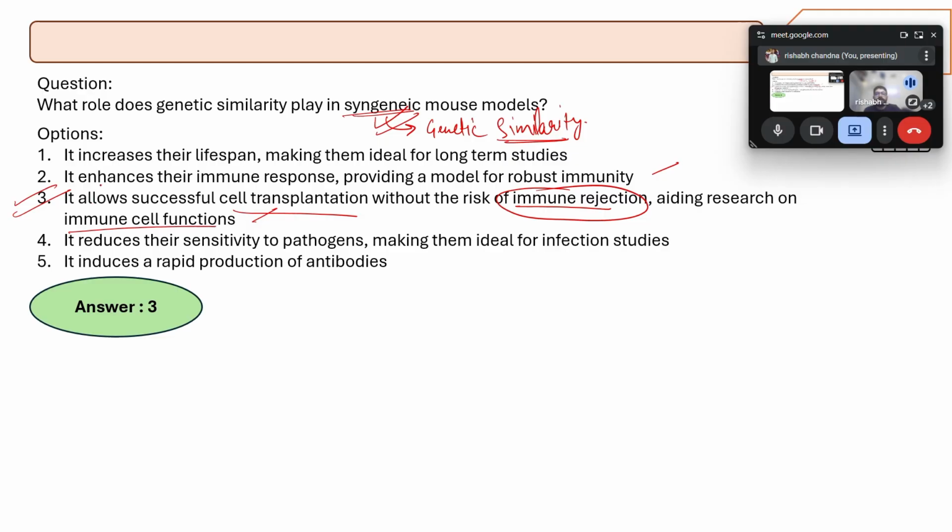And for the second option, it enhances their immune response, providing a model for robust immunity. This will be false because if we transplant any of these tissues from other mice to this particular mouse, it should not evoke any immune response. That's why syngenic mouse models are used. Okay, so let's move on to the next question.